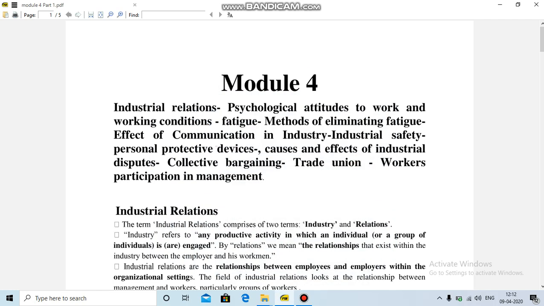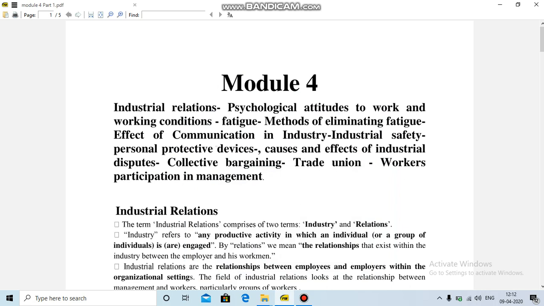Dear students, we have finished our discussion on module 3 in industrial engineering. Today we are starting our discussion of module 4. Module 4 is a very simple and very small module. It's a purely theoretical module, related to human relations engineering or human resource engineering.